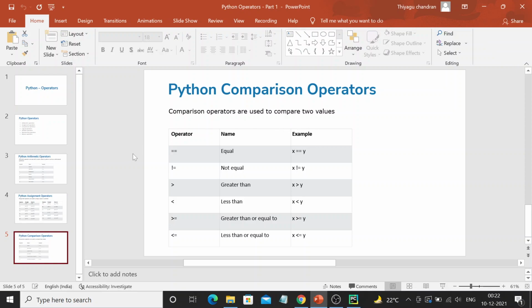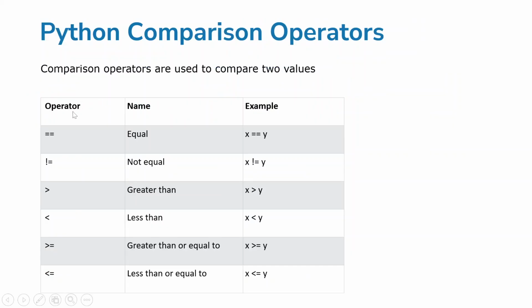Comparison operators are generally used to compare two values, as the table here denotes. The equal operator is a regular equal operation, so it's not a single equal to, it will be a double equal to, x equal to y. Not equal to, x not equal to y, then we can perform some function. Greater than, lesser than, greater than or equal to, lesser than or equal to are very basic stuff, so I'm not going to explain that.